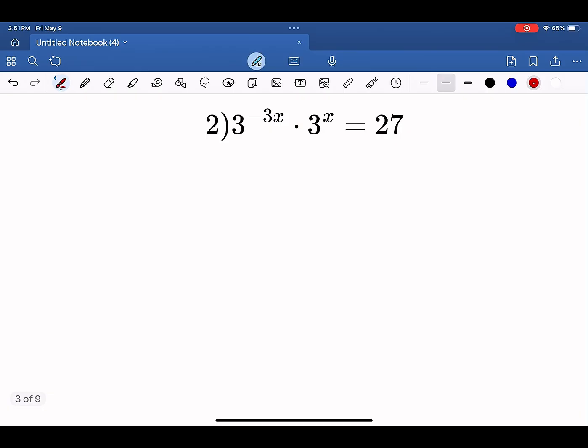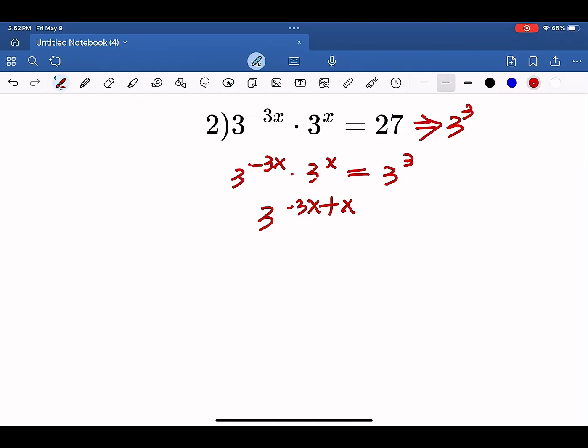Next one, we have base 3 and 27. 27 is a multiple of 3, which can be expressed as 3 to the third power. So the left-hand side stays the same. 3 to the x power equals 3 to the third power. We have everything in the same base, 3. So negative 3x plus x equals 3 to the third power. Now we set the exponents equal to each other. Negative 3x plus x equals 3.